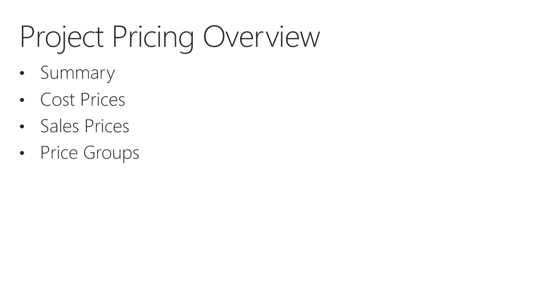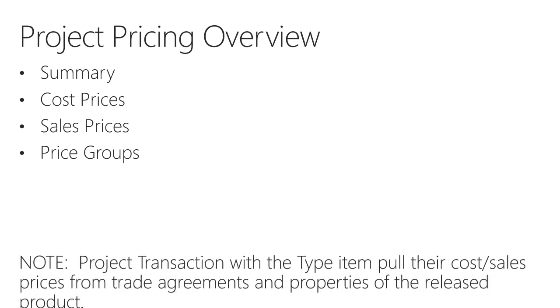And then price groups. Price groups are something that you can assign either at a contract level or a project level, and basically you can assign only sales rates at the price group level. And we'll look at setting up a price group and defining some rates.